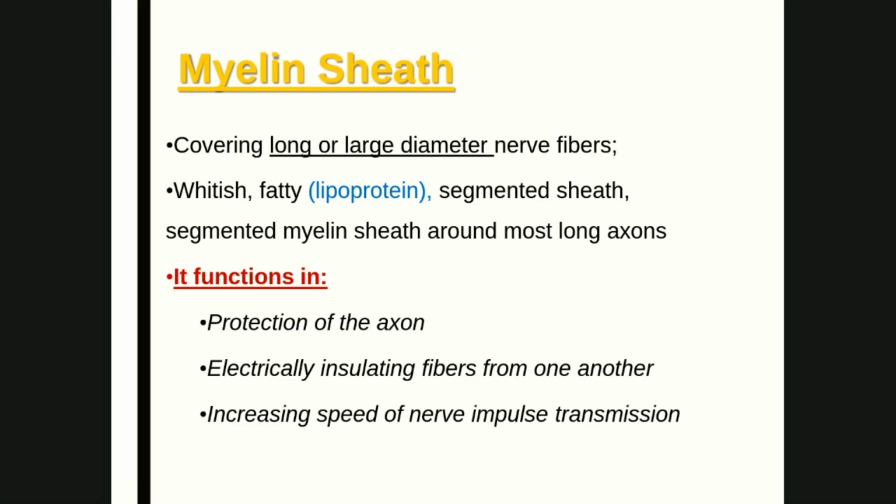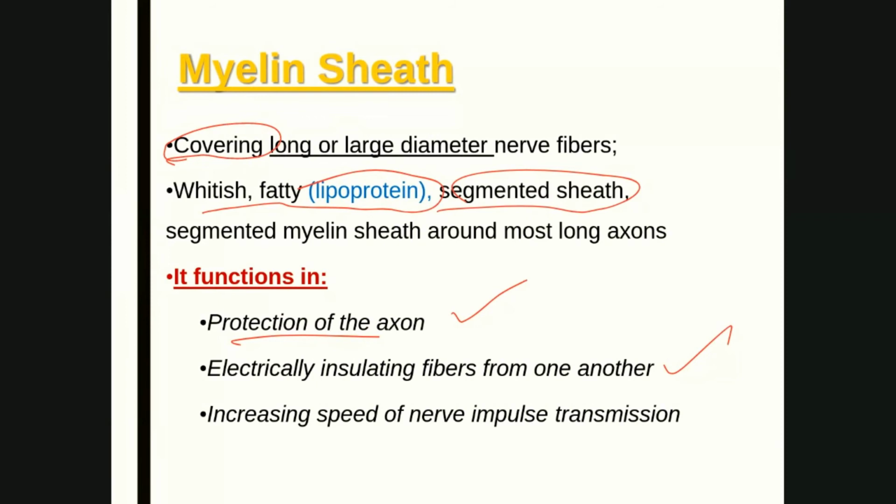As I told you, the myelin sheath is a covering sheath of the nerve fiber. It consists of a whitish, fatty, and segmented sheath-like structure. It protects the axon, and it is helpful in faster conduction, increasing the speed of the nerve impulse. In old age, demyelinating disease is common, like Guillain-Barré syndrome.